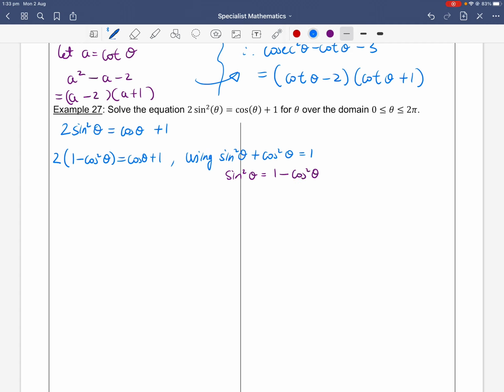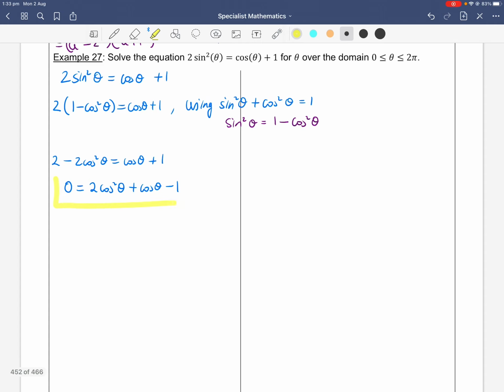So if we expand the bracket on the left hand side, we get 2 minus 2 cos squared theta equals cos theta plus 1. Let's rearrange so we get a 0 equal stuff. So we get 0 equals 2 cos squared theta plus cos theta plus 1 minus 2 gives us a negative 1. So this equation now is very reminiscent of the trig equations that we've solved in methods.